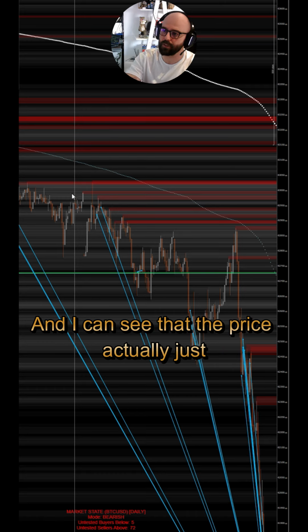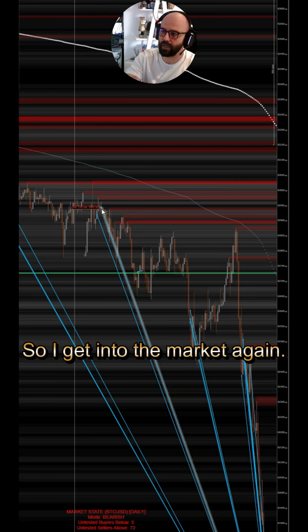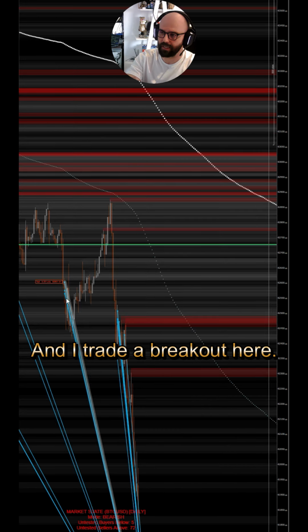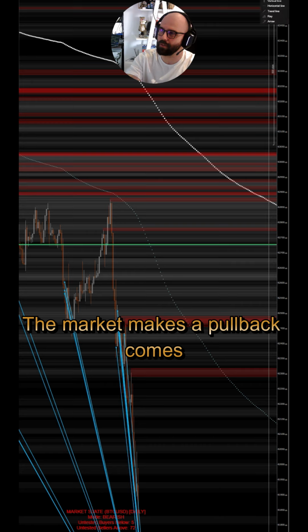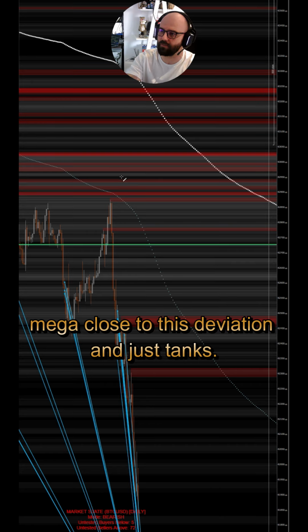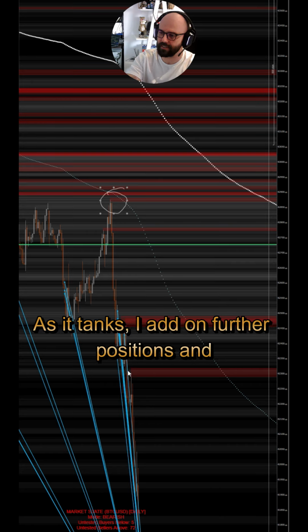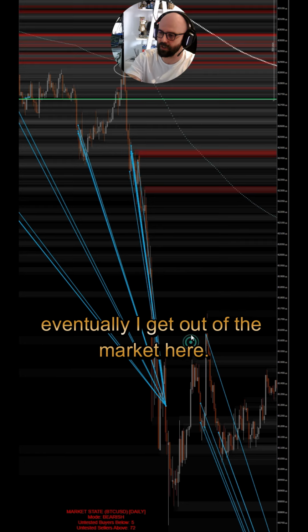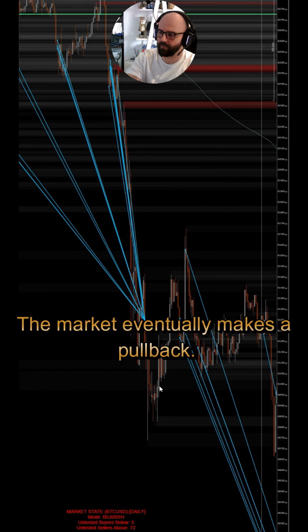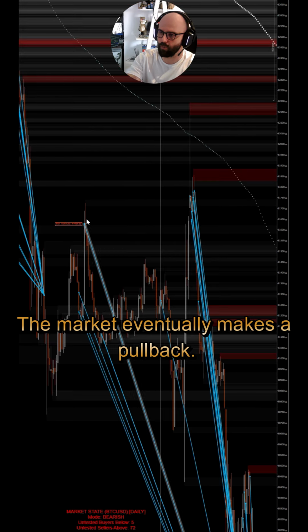And I can see that the price action just can't make any highs. So I get into the market again, and I trade a breakout here. The market makes a pullback, comes mega close to this deviation and just tanks. As it tanks, I add on further positions and eventually I get out of the market here. The market eventually makes a pullback, so I start getting back in again.